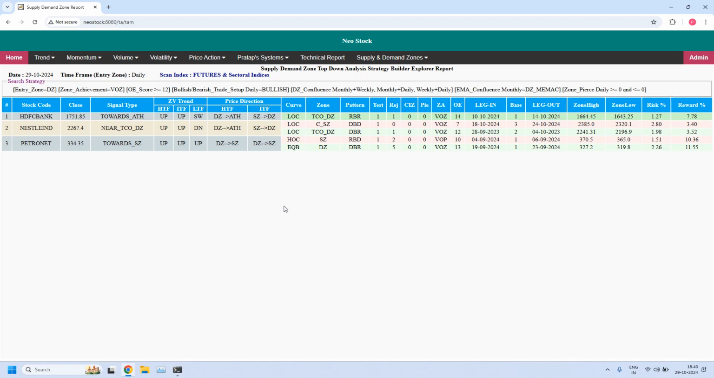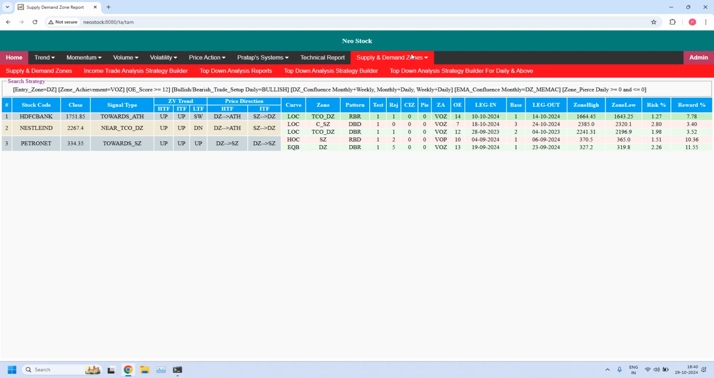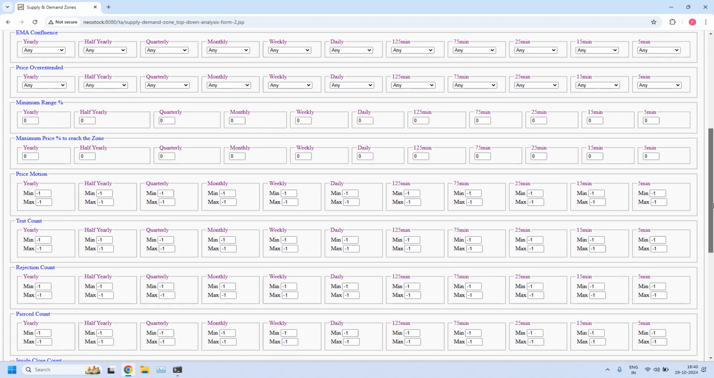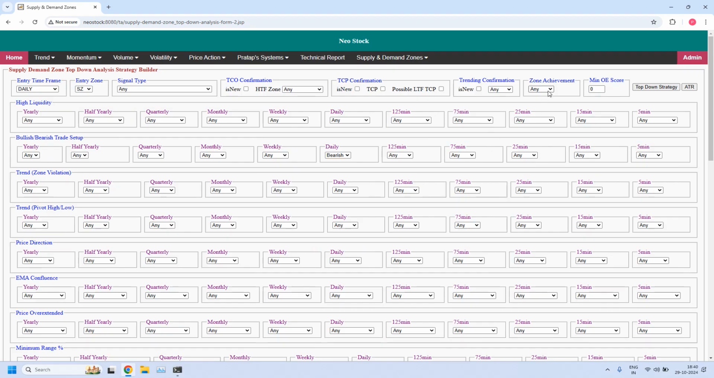Okay, this is about a bullish trade setup for monthly income trade. Next, bearish trade setup for monthly income trade. Entry time frame daily, entry zone supply zone. In bullish or bearish trade setup, at daily I am selecting bearish. The daily supply zone should not be pierced. So in the pierced count at daily time frame, I am setting minimum value 0, maximum value 0. And zone achievement violated opposing zone, minimum odd enhancer score 12. All the 3 filters are applied to daily supply zone.